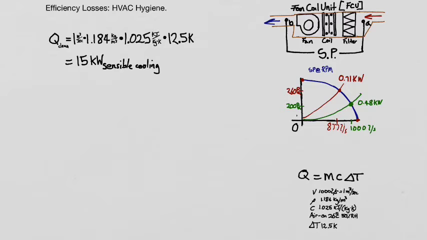When we plug our numbers into the heat equation, we do in fact get 15 kilowatts sensible cooling. That's based on 1 cubic metre a second at the density for moist air, the specific heat of moist air, and a TD of 12.5 K.